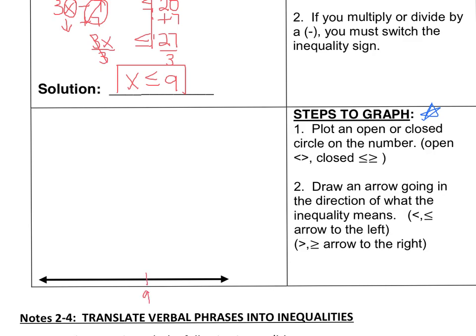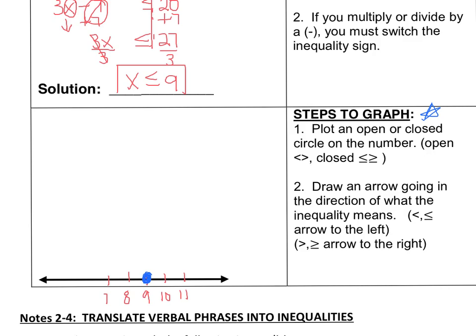Remember, I like to have you put a couple of numbers on either side of it. On the left side, it's going down or decreasing in value, so 8 and then 7. On the right side, it's increasing in value, so 10, 11. And then you want to plot an open or closed circle on the number. Because this is equal to, we're going to plot a closed circle on the number 9. So just fill it in.